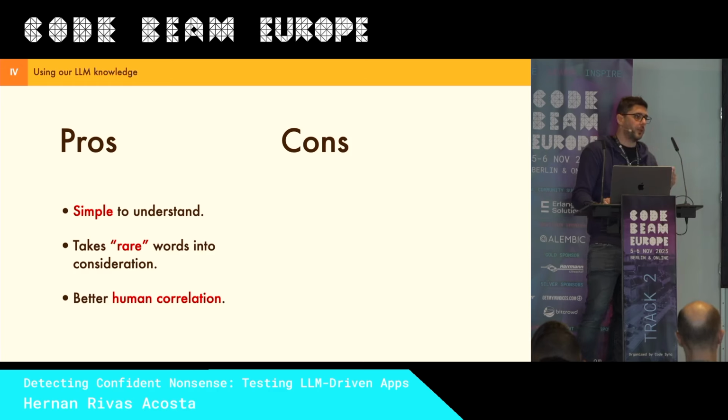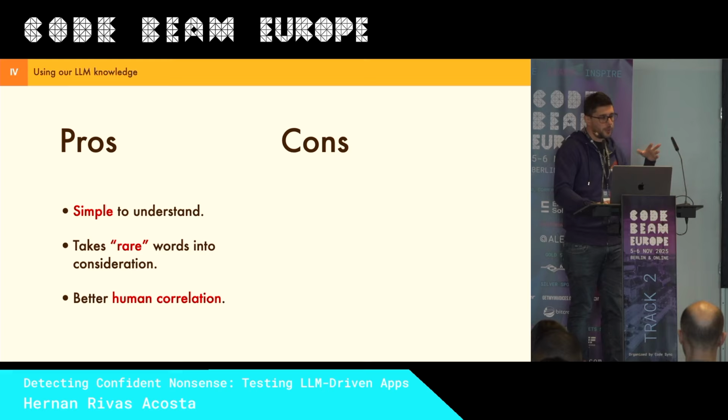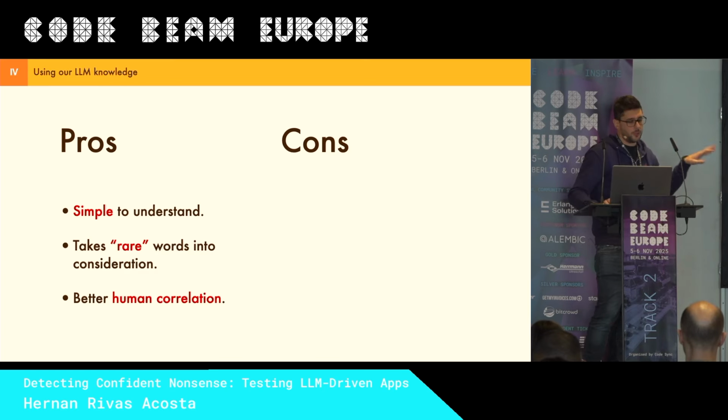And it actually has pretty decent what's called human correlation, which is, if you were to do this on your own and say, how similar do you think these sentences are, you would probably agree with BERT score most of the time. It is, however, slower than BLEU.